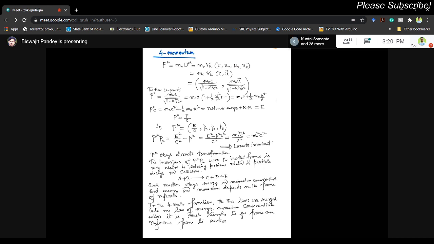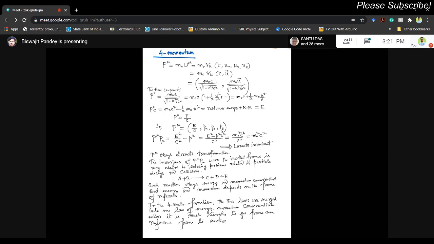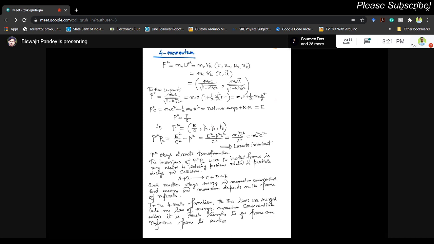But in reality, they are the components of the same 4 vector, which you call 4 momentum. The first component is nothing but energy, and the rest are spatial momentum. So when we apply energy momentum conservation, we shall not use energy conservation separately or momentum conservation separately from now onwards. Rather, we will use the energy momentum 4 vector conservation. That means the norm of the 4 vector is Lorentz invariant. So when we go from one frame to another, we can use that principle to solve our problem.